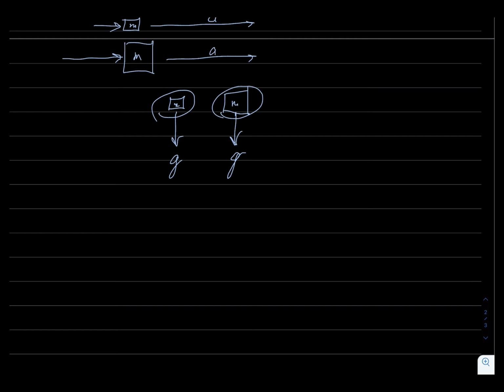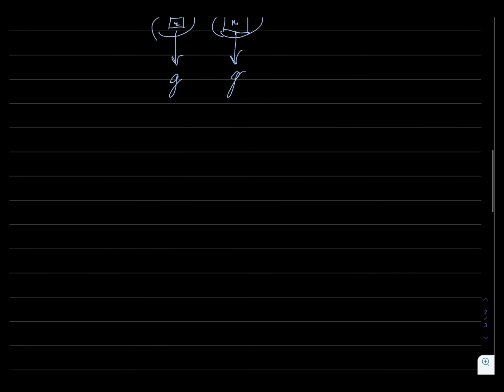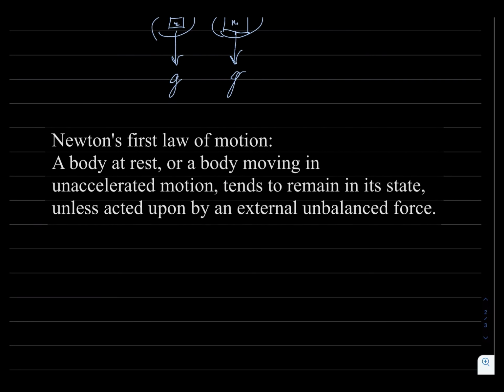So now let's talk briefly about Newton's laws of motion. We've really already discussed the first two laws. The first law says that a body at rest, or a body moving in unaccelerated motion, that is with a constant speed, tends to stay that way unless acted on by an external and unbalanced force.